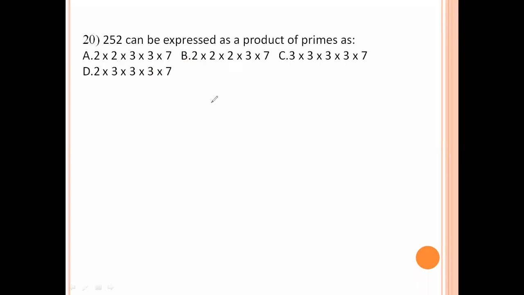252 can be expressed as a product of primes: 2 times 2 is 4, 4 times 3 is 12, 12 times 3 is 36, 36 times 7 is 252. We get 252 in the first case. So option A is the right answer.